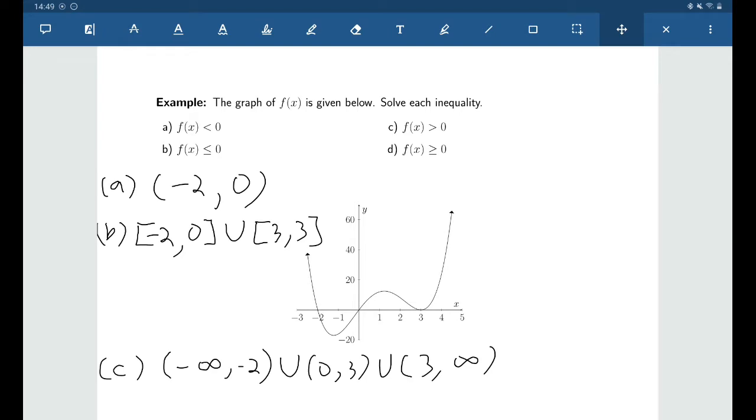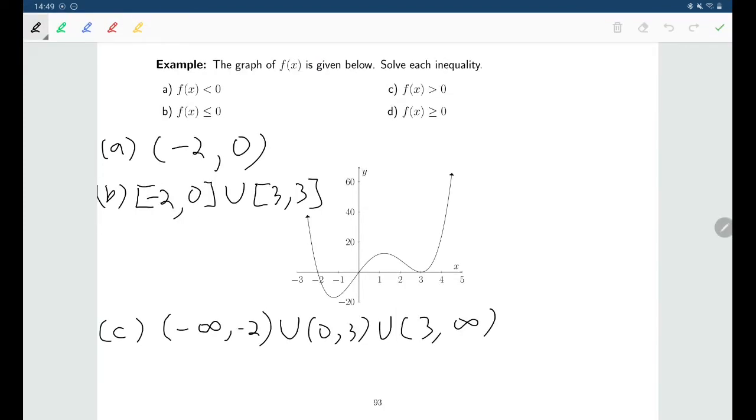All right, so the last thing that we want to do is D, which is where f of x is greater than or equal to 0. Where are we above the x-axis or equal to the x-axis? And we know, again, it's going to include all those parts that we originally had, the parts to the left of -2, between 0 and 3, and greater than 3. Only now we will include the 3 and include the 0 and include the -2.